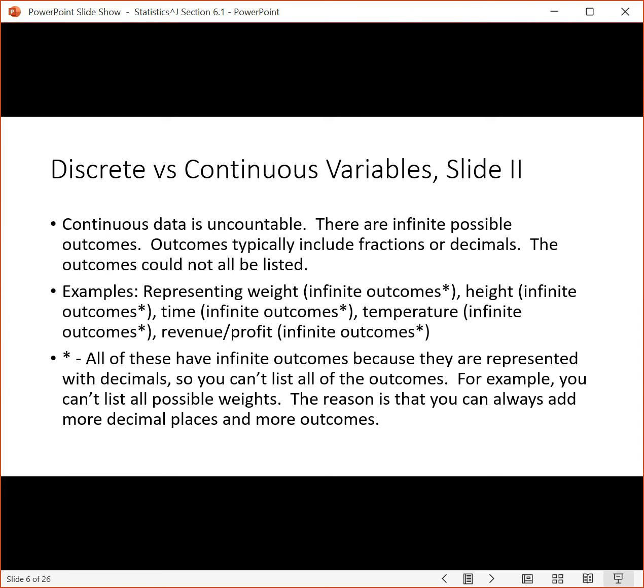You could always add more decimal places to come up with more outcomes within a very narrow range. Because there's no limit to how many decimal places you can add, there's no limit to how many outcomes you could have. When we think of infinite data, we think of continuous data. The two, discrete versus continuous, are going to behave somewhat differently, and we do want to understand what the differences are that define them.